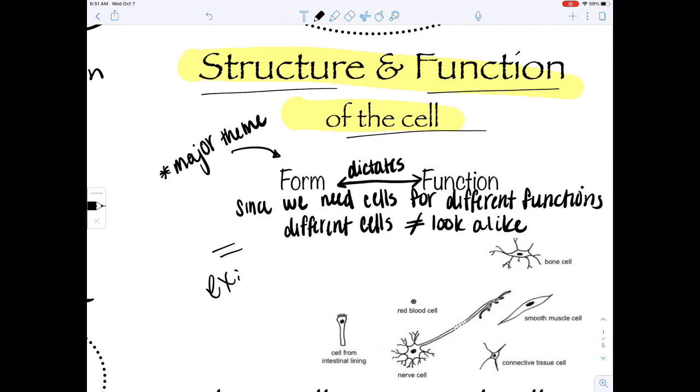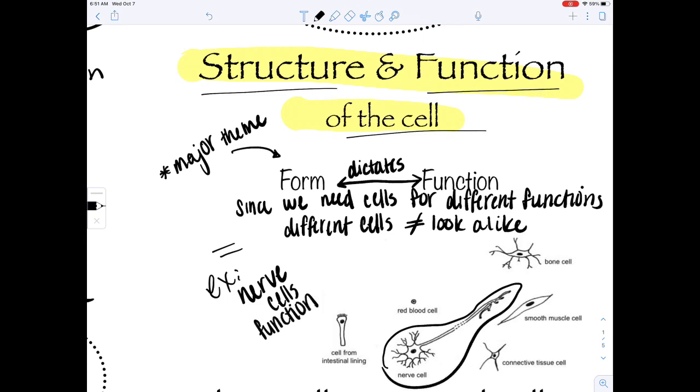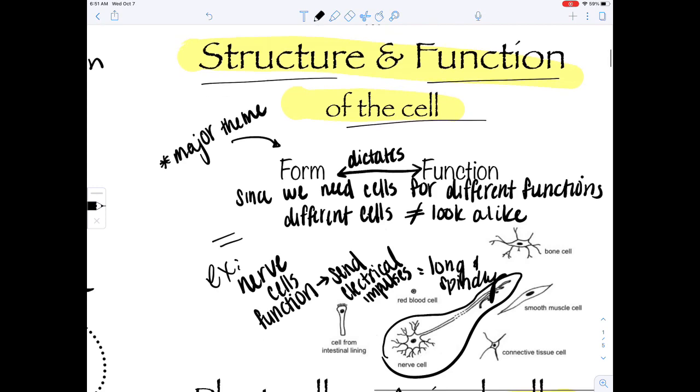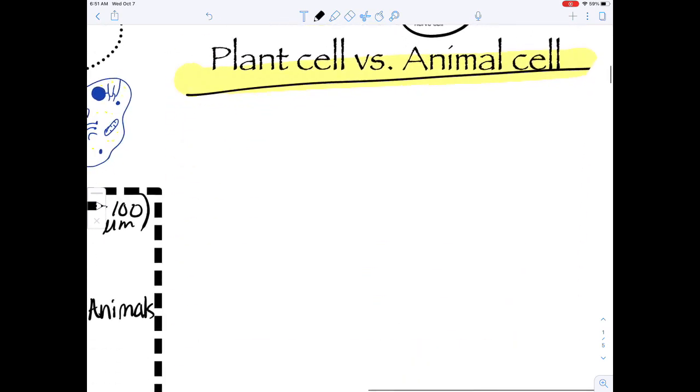So for example, we have a nerve cell. Now, the nerve cells are responsible, or their function is to send electrical impulses. Therefore, their form is going to be long and spindly. The form matches the function, okay? So we would see that their function is dictating their form and vice versa.